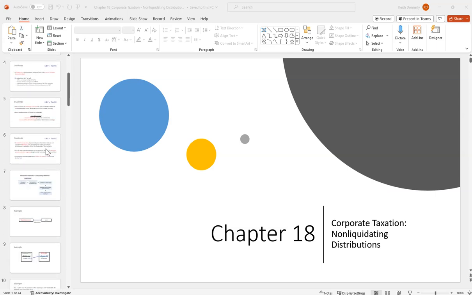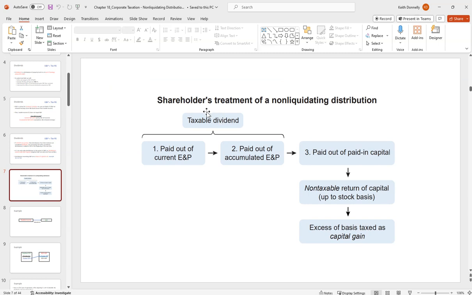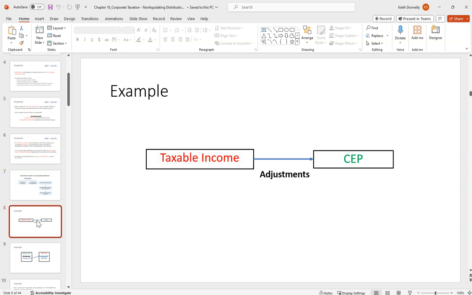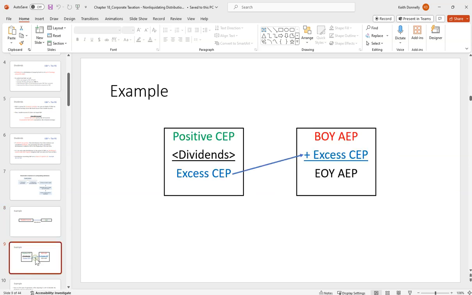So, to recap where we were and where we're going, we talked about dividends. Depending on the framework, you're going to have a dividend if it's from E&P, if it's positive, positive, basically you draw from there. Thereafter, any excess distribution reduces your basis, and then anything beyond that is going to be a capital gain. In that framework, we talked about going from taxable income to CEP. You have to make adjustments.